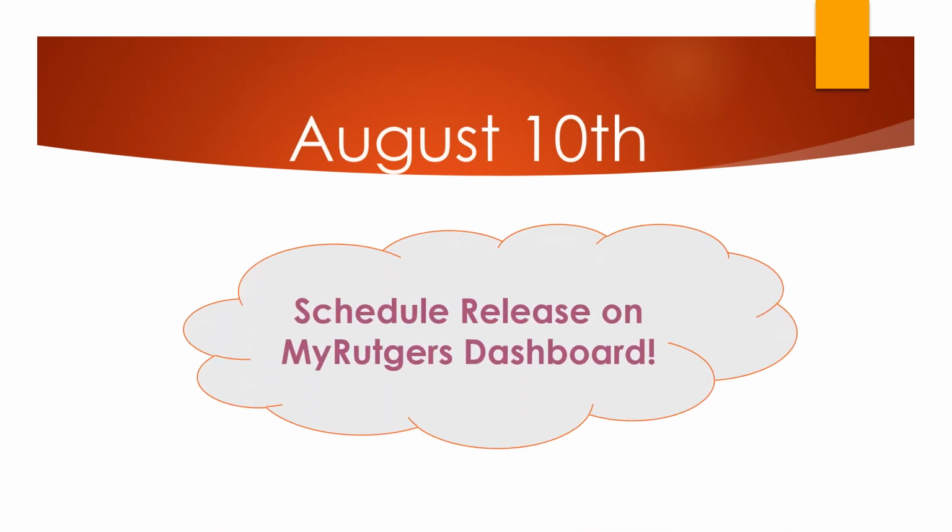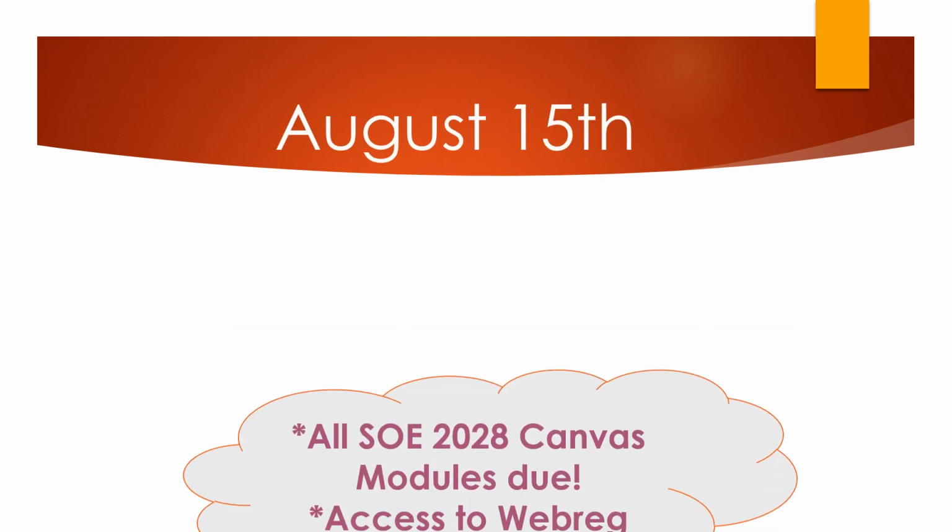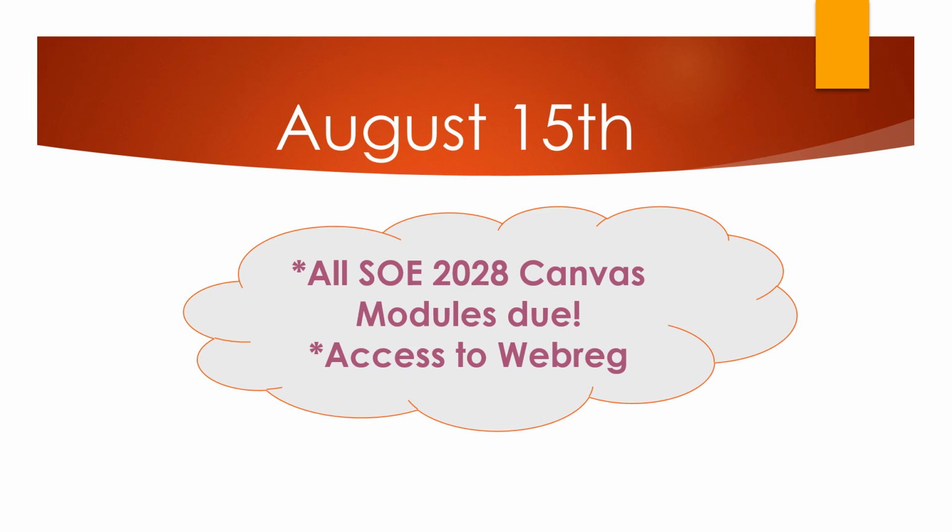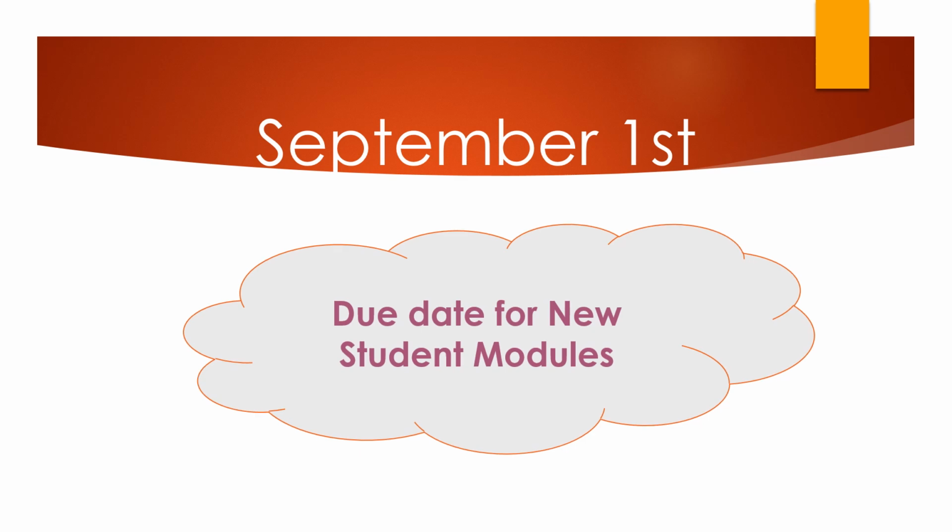August 10th, schedule releases on my Rutgers dashboard, so you'll be able to see your schedule. August 15th, if all your School of Engineering 2028 Canvas modules are done, and, again, the Summer Squad 2 is completed, you do have access to WebReg, but you do need to have those both completed. September 1st, due date for new student modules, which is separate than the Canvas 2028. This is through the NSO, new student modules.